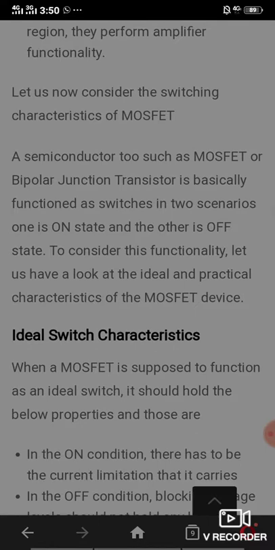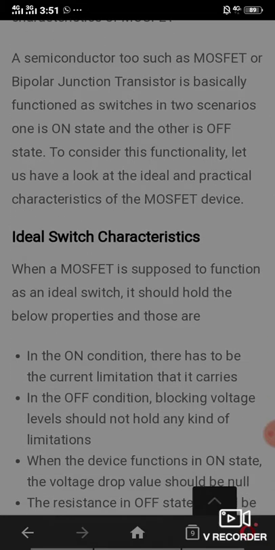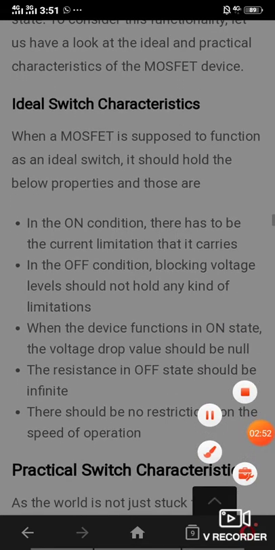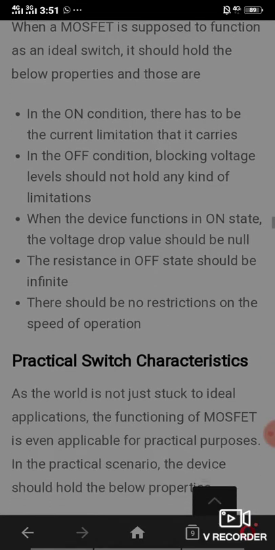Ideal switch characteristics. When a MOSFET is supposed to function as an ideal switch, it should hold the below properties. In the on condition, there should be no limitation on the current it carries. In the off condition, the blocking voltage level should not have any limitations. When the device is in the on state, the voltage drop should be null. The off state resistance should be infinite. There should be no restrictions on the speed of operation.